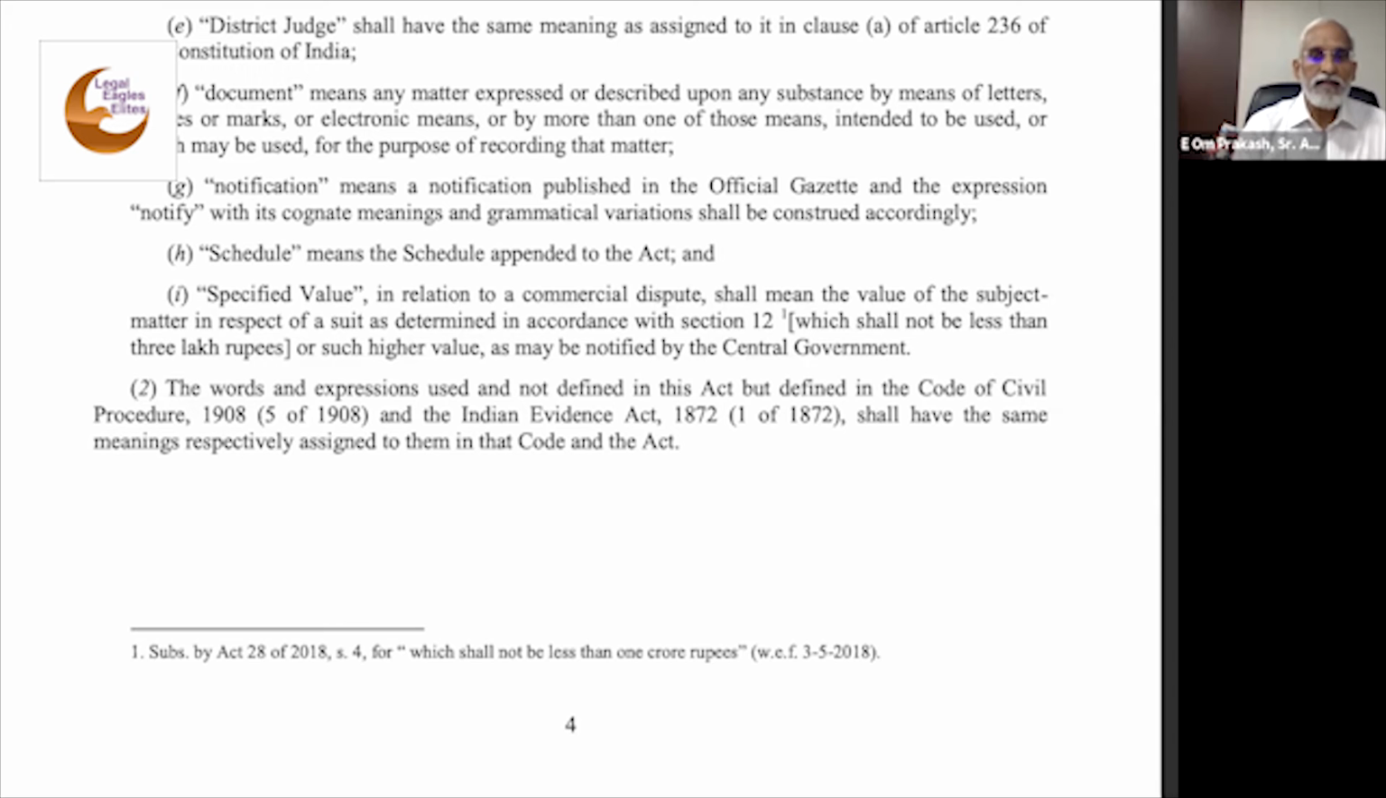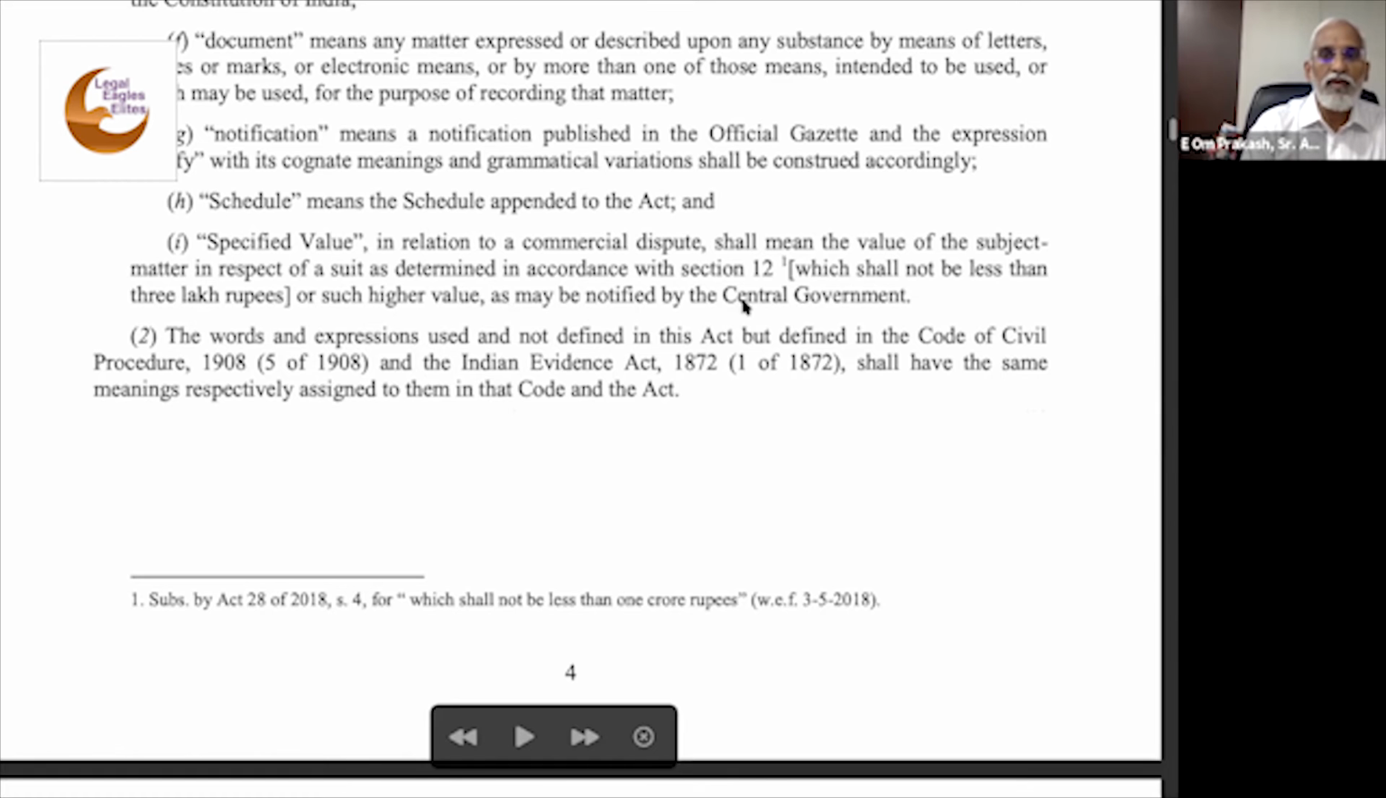Then the third aspect is that determination. Suppose in a suit, there is no recovery of money, but there is some other dispute and some other remedy. A remedy may be a mandatory injunction, a permanent injunction, or declaratory relief. So in that case, how do you determine this? That is provided under section 12. So this is the second area of it.